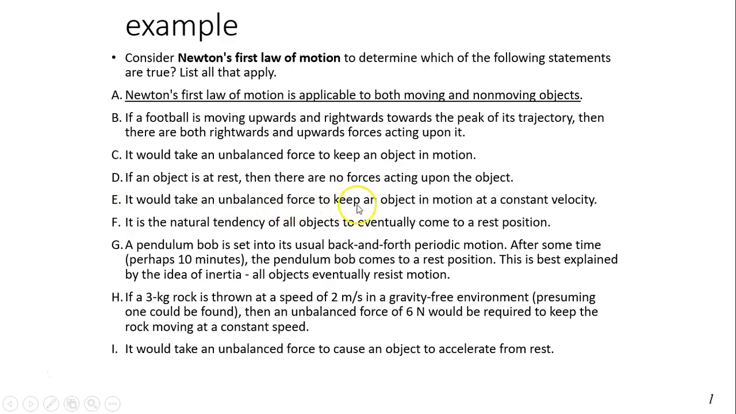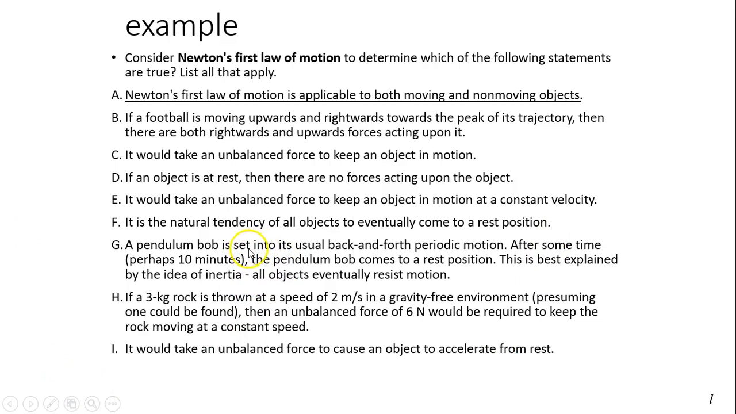E, it would take an unbalanced force to keep an object in motion at constant velocity. No, again, it will take an unbalanced force to accelerate. But to keep an object at constant velocity, you don't need anything. It's inertia. F, it is a natural tendency for all objects to eventually come to rest. No, that's untrue. It's a natural tendency for an object to stay in motion, to continue to do what it's doing. That's called inertia. Why does everything come to a stop eventually? That is because of friction, because of unbalanced force.